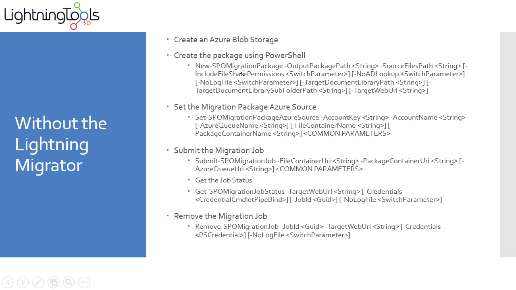You would then use the commandlets shown, so the migration package, to specify what content you want to migrate and create a package, and that will include the manifest XML, a number of other files like user group XML and so on. You will then submit that to the Azure store. So you will pass across the account key and the account name for the storage location, and then you'll submit the job. And the submitting of the job basically instructs Microsoft to go ahead and copy that content using CSOM.